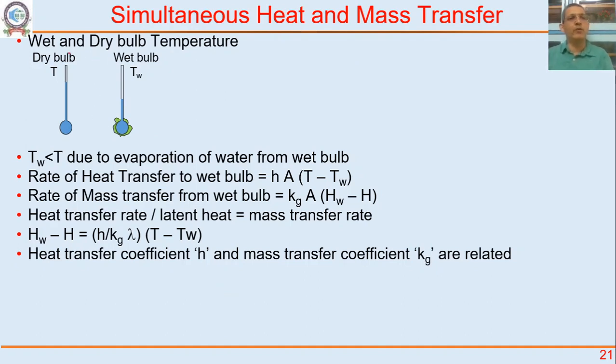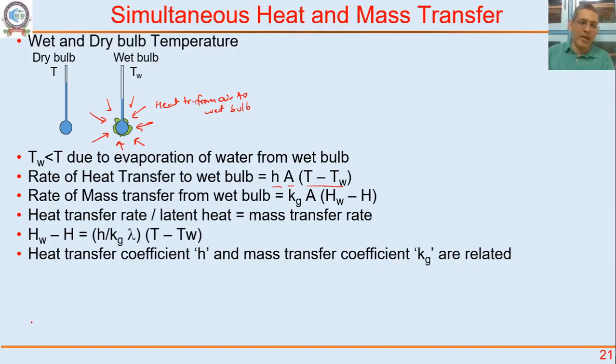Remember when we were talking about wet and dry bulb temperature, we had a dry bulb, we have a wet bulb. This temperature was TW and we wrote rate of heat transfer to wet bulb as heat transfer coefficient multiplied by area multiplied by the temperature difference T minus TW. Heat is being transferred from the surrounding air to the wet bulb. Heat transfer from air to wet bulb.